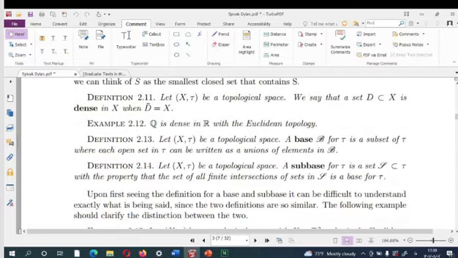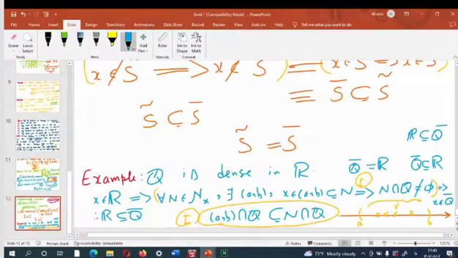So we have this example: Q is dense in R with the Euclidean topology. Now the definition of a base. Let (X, tau) be a topological space. A base beta for tau is a subset of tau where each open set in tau can be written as a union of elements in beta. So we can write this definition.